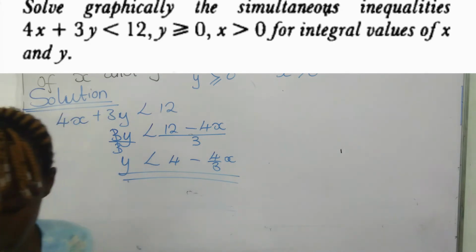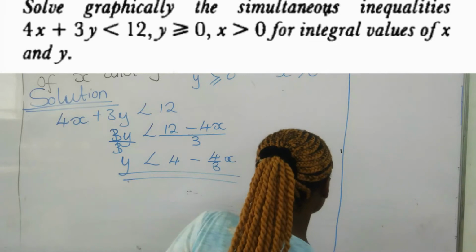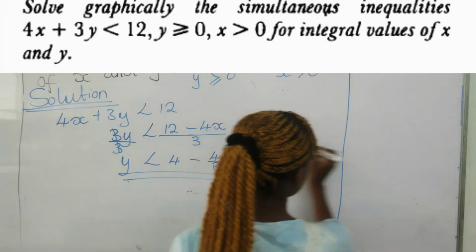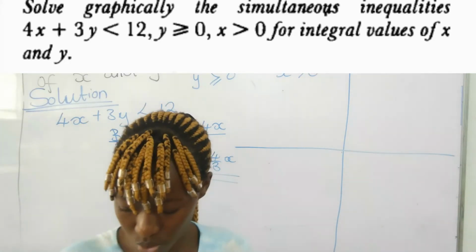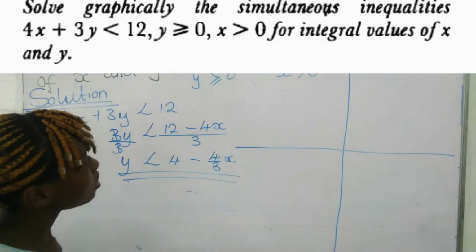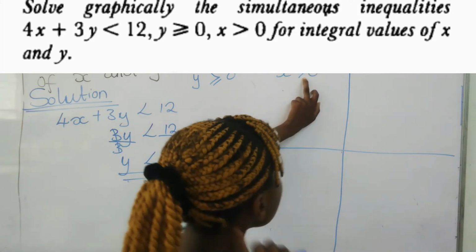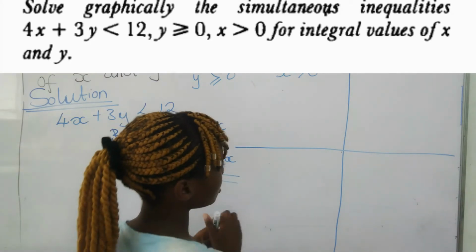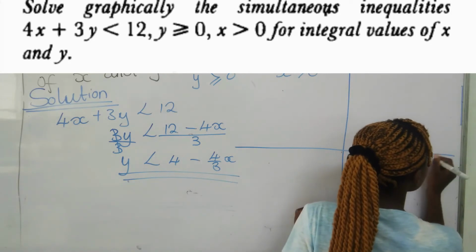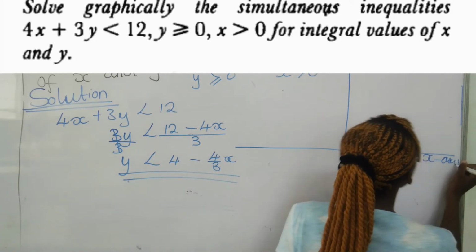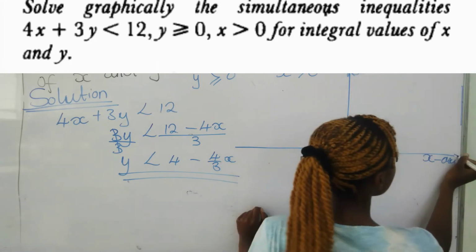Now we want to draw the graph. So put your axes. You will be using graph papers, so that will really make your life easier than me, who is drawing on the board. I will just start with the simple ones. For x greater than 0, this is our x-axis, and this is the y-axis, in that direction.